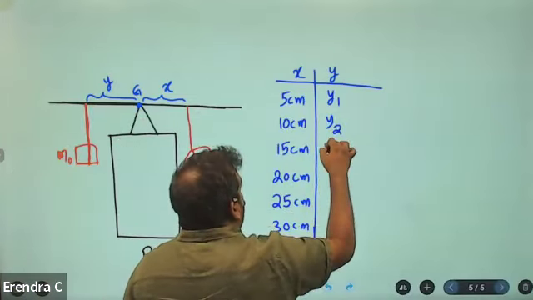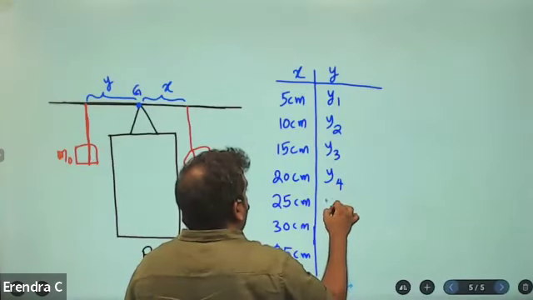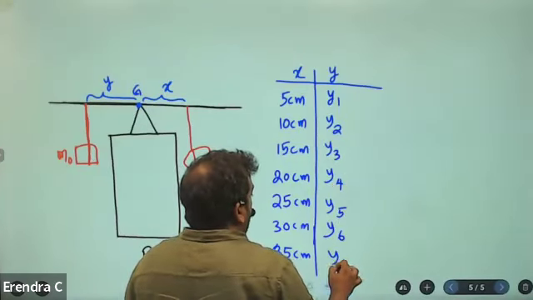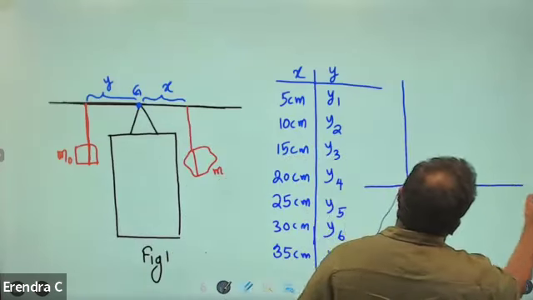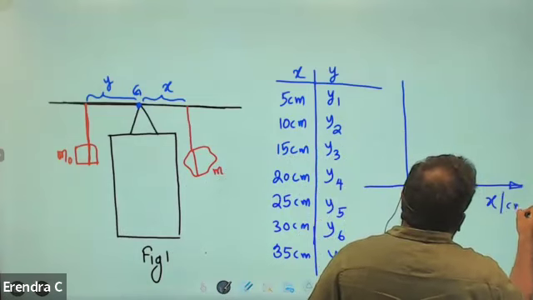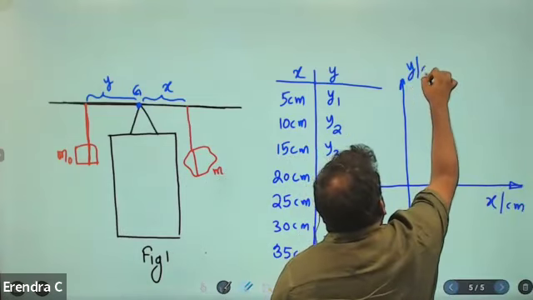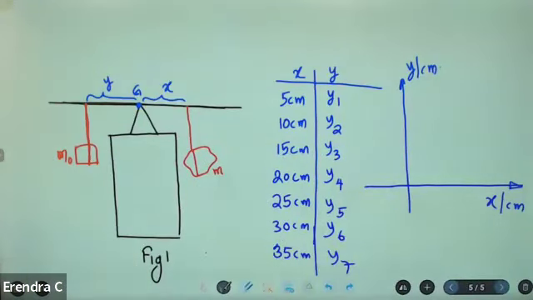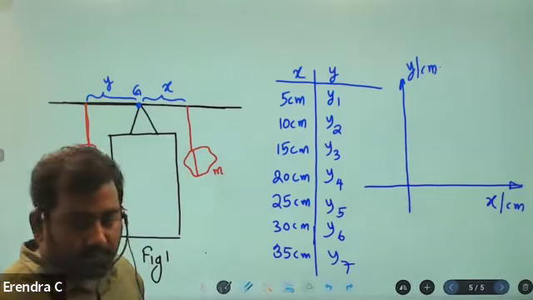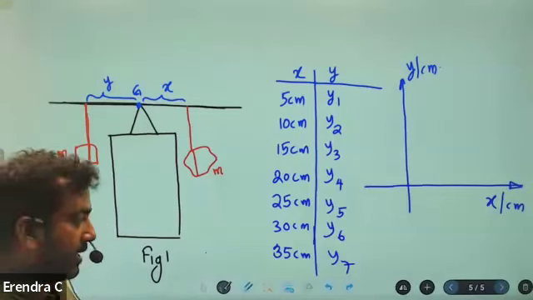And accordingly, we measure the distance to the center of gravity from the known weight, and we tabulate it. So here you go.